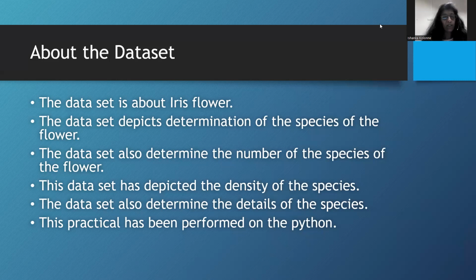This is slide number 7, about the data set. The data set used in this practice is based on the iris flower. The data set includes the different varieties of the species of the flower. The practical that has been performed has determined the various number of the species along with the density of the species of flower. The practical has been performed with the implementation of different libraries of Python.